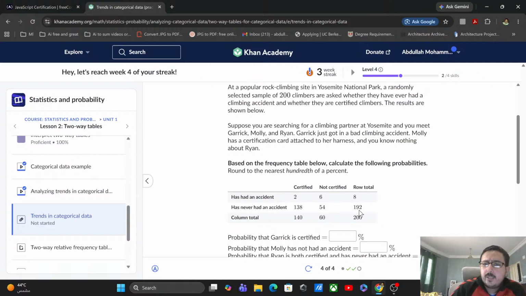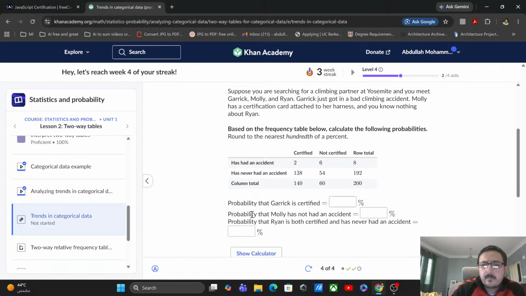54 uncertified, 192. Column totals: 140, 60, 200. Row total 60. Probability that Garrick is certified.